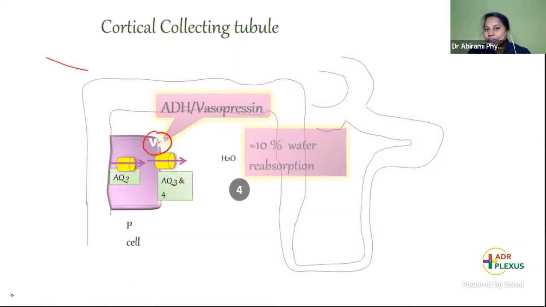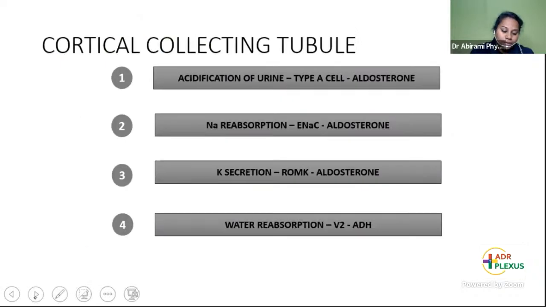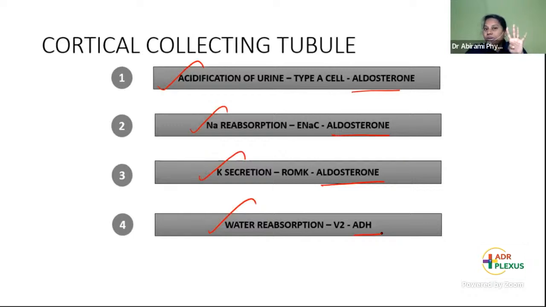So to summarize the cortical collecting tubule, very important part, listen. The first function, acidification of urine. How will it acidify urine? Type A intercalated cell, acid secretion with the help of aldosterone. Second function, reabsorption of sodium through ENaC, that is also helped by aldosterone. Third function, potassium secretion through ROMK channels, that is also helped by aldosterone. The fourth function, water reabsorption through V2, helped by vasopressin or ADH. So these are the four important functions of the cortical collecting tubule. And also keep in mind, the late DCT and cortical collecting tubule can be learnt together because both of them have the same properties.